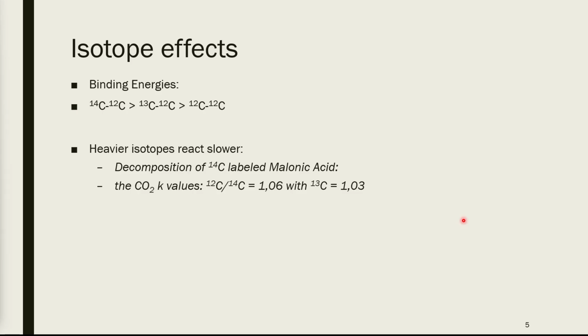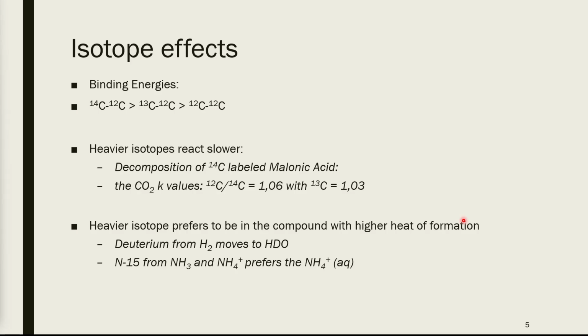For example, if you look at carbon 14 labeled malonic acid and then decarboxylate this malonic acid, you can then see that the carbon 14 to carbon 12 ratio is 1.06. Whereas if you use carbon 13, the ratio of carbon 12 to carbon 13 would be 1.03. This means that the CO2 from the decomposition of malonic acid is relatively heavier isotope depleted. Sometimes you will have the opposite effect.